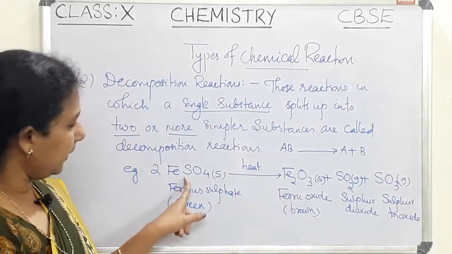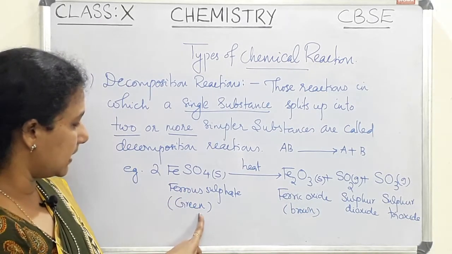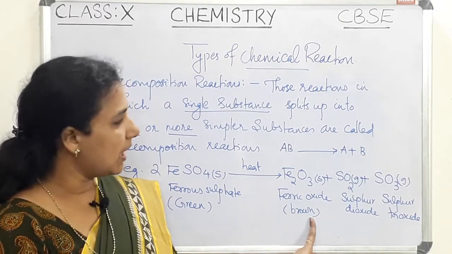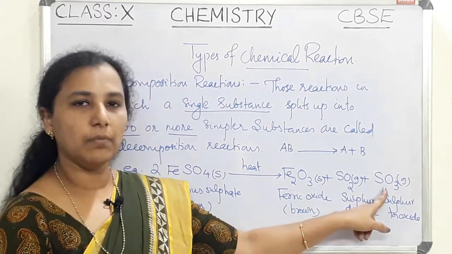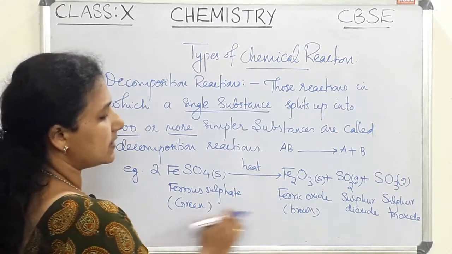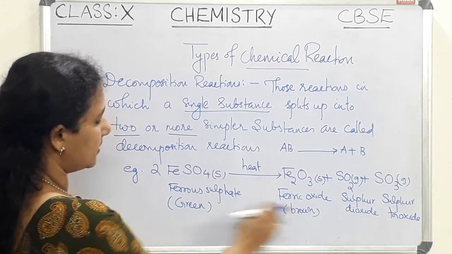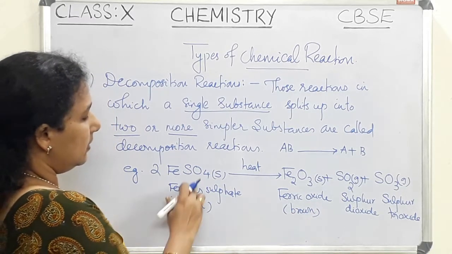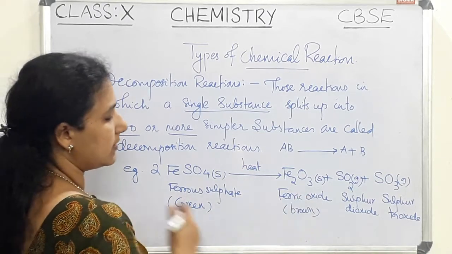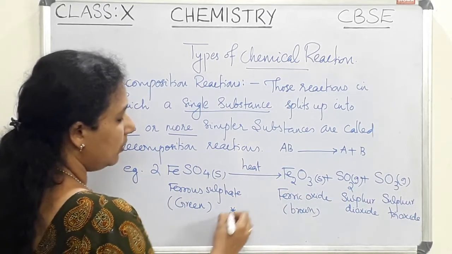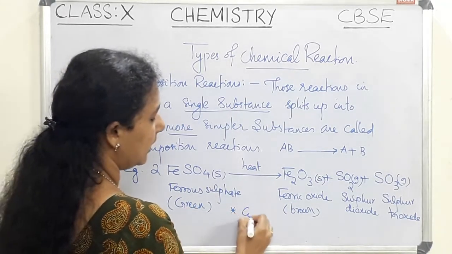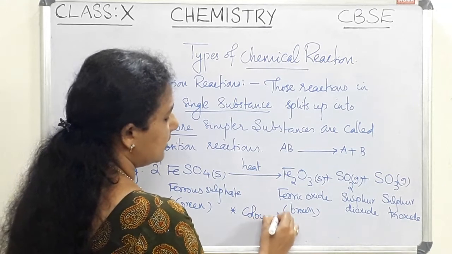Here FeSO4, that is a green colored substance, is converted to a brown colored substance, and two gases are formed in this case. So here the observation is a green colored substance changes to brown colored substance. So green colored ferrous sulfate changes to brown colored ferric oxide. So that is the observation. While we are writing the observation, we have to write the color change. So color change is to be noted.